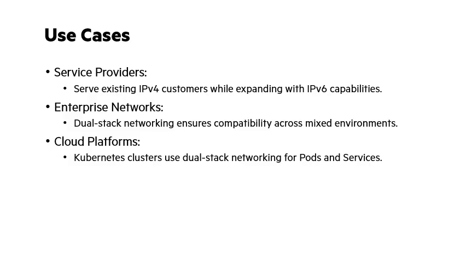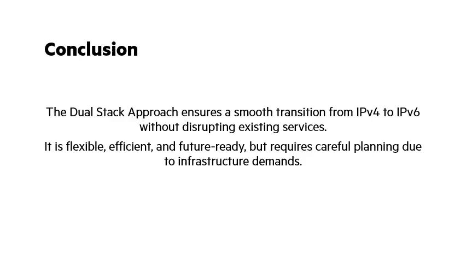Here are some use cases of IPv6 and IPv4 transition, that is the dual stack approach. Service providers serve existing IPv4 customers while expanding with IPv6 capabilities. It is also useful for enterprise networks. Dual stack networking ensures compatibility across mixed environments, and cloud platforms such as Kubernetes clusters use dual stack networking for pods and services.